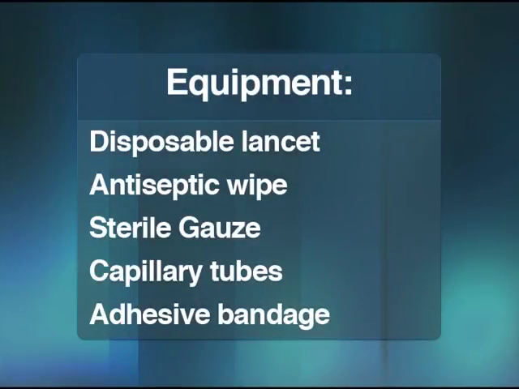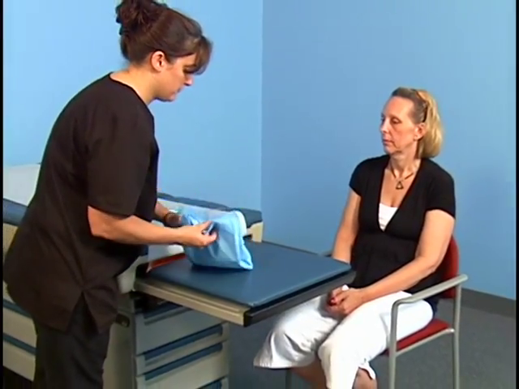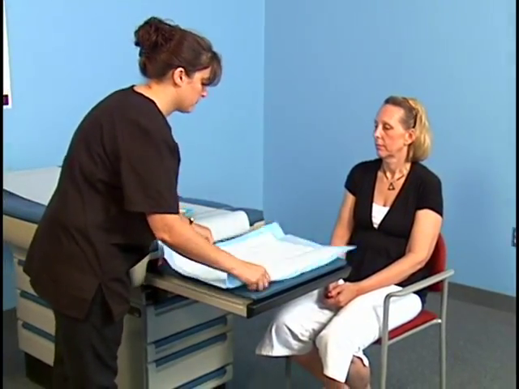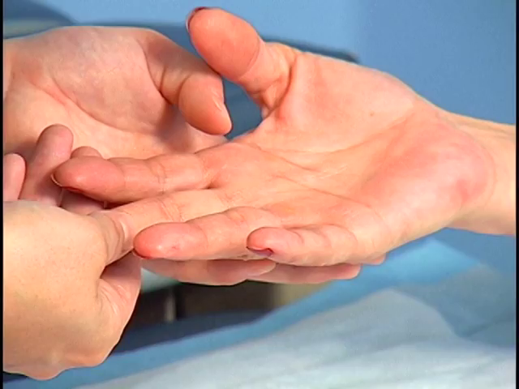Assemble your equipment. You will need a disposable Lancet, an antiseptic wipe, sterile gauze, capillary tubes, and an adhesive bandage. Explain the procedure to the patient and reassure her to reduce apprehension. Make sure the patient is seated comfortably in a chair. The patient's arm should be firmly supported and extended with the palmar surface of the hand facing up.